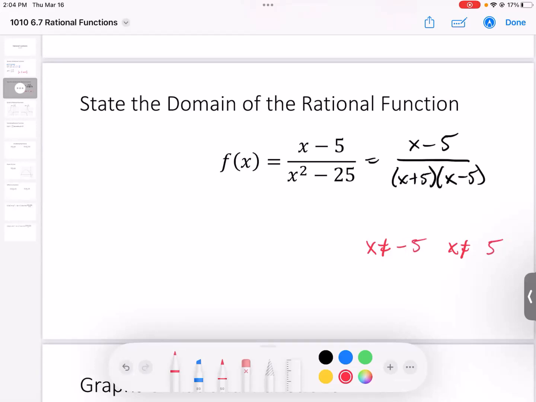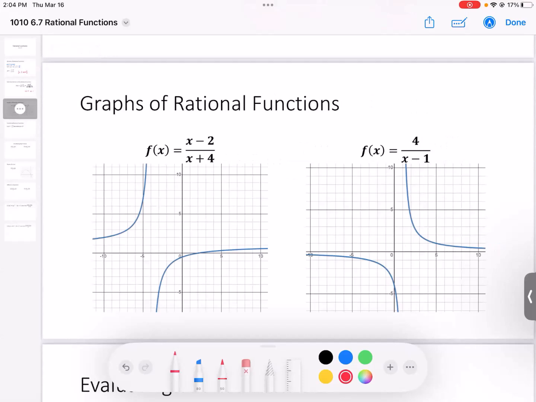Because in this first factor, if x was -5, that would create division by 0. In the second factor, if x was +5, that would also create division by 0. So in this function, x can be anything as long as it's not -5 or 5. Any questions on that so far? Okay, so that leads us to our next thing, which is the graphs of rational functions. These are two example graphs of two rational functions. And if we look at the first one, what can x not equal in that first one?